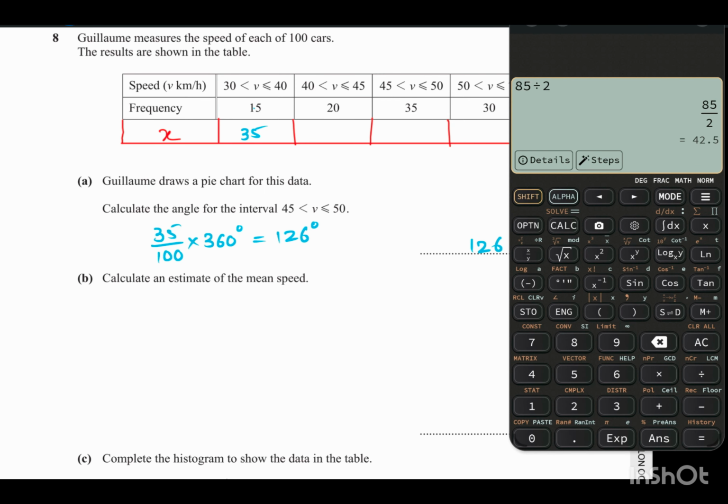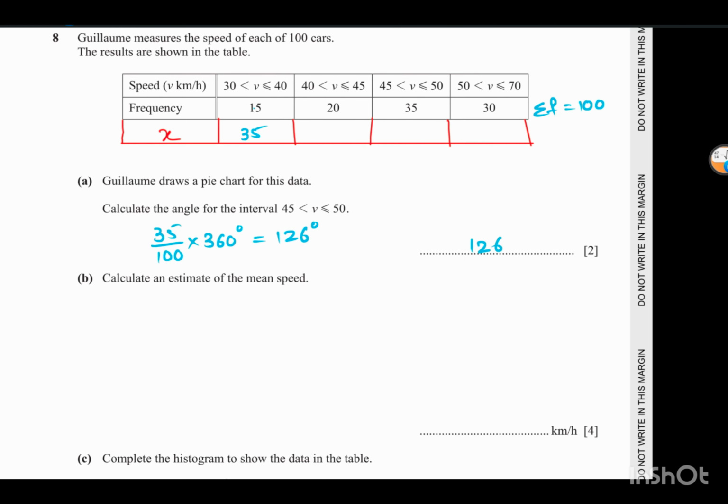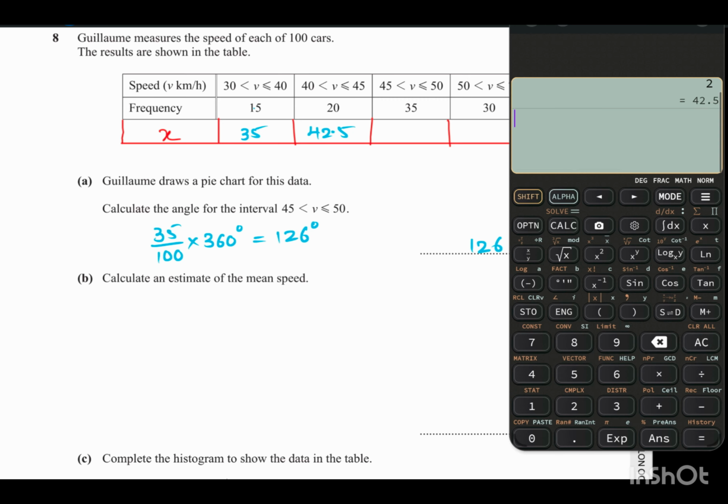85 divided by 2 is 42.5. Then next, 45 plus 50 is 95. 95 by 2 will be 47.5.